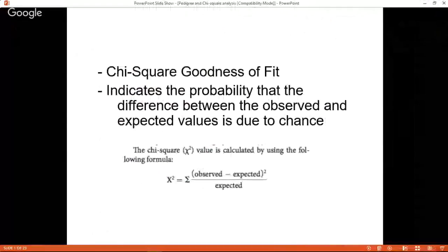Okay, so I'm going to start with chapter 3, part 2. We're going to be talking about chi-squares and pedigree. The chi-square is going to indicate the probability that the difference between the observed and the expected value is due to chance. The chi-squared, the x-squared value, is calculated by doing the sum of the observed minus the expected, squared, over the expected.